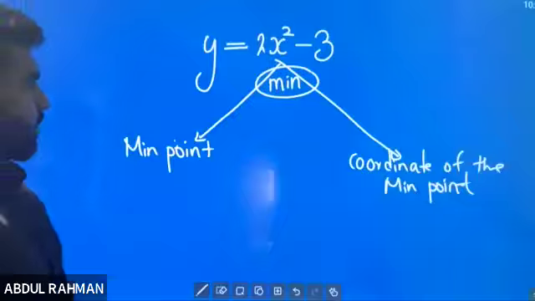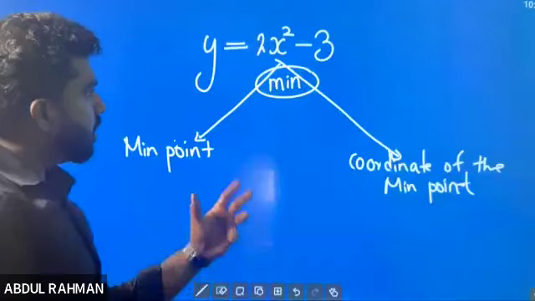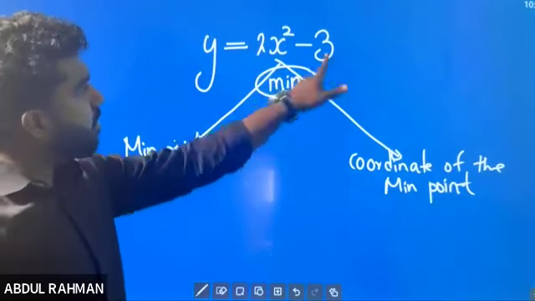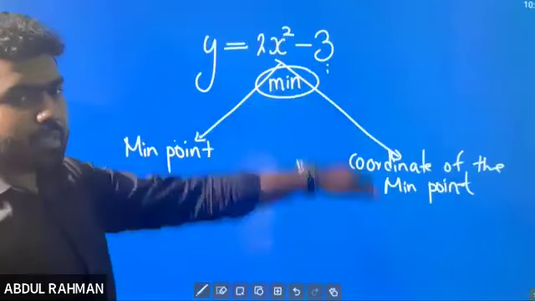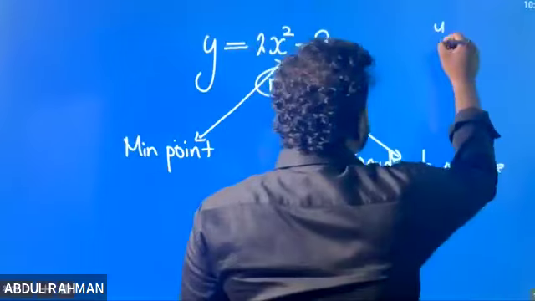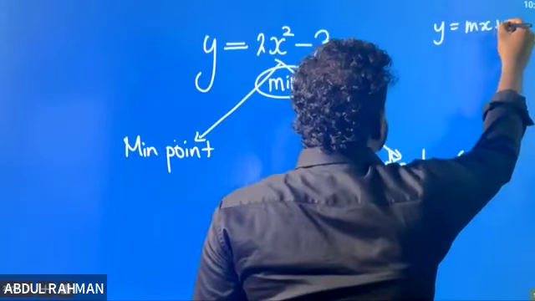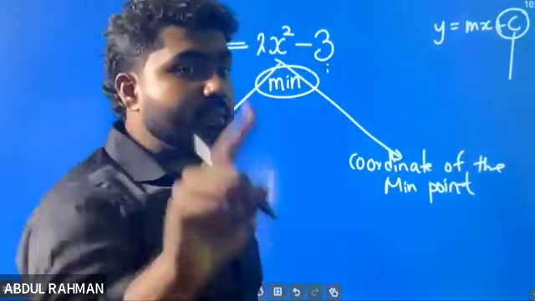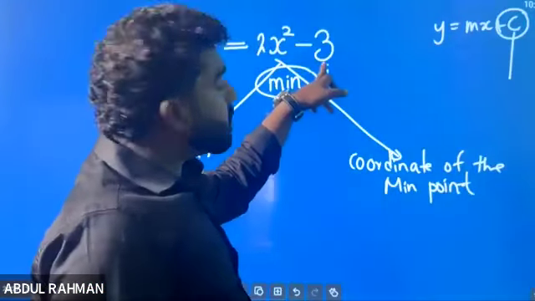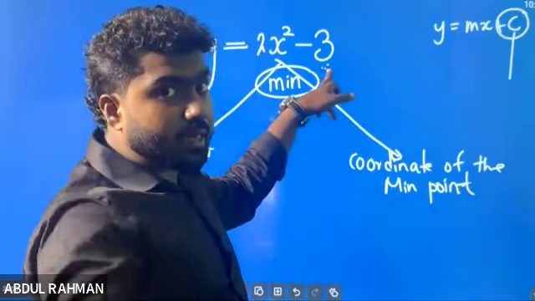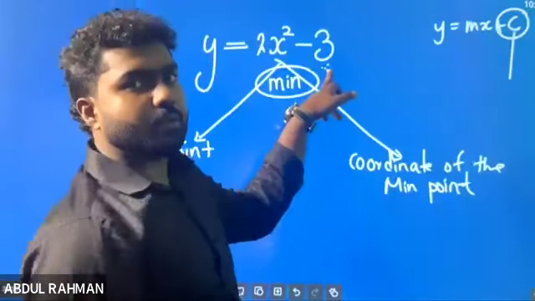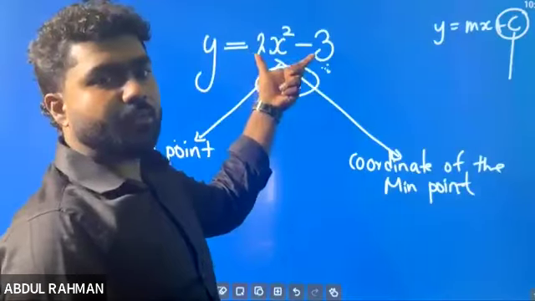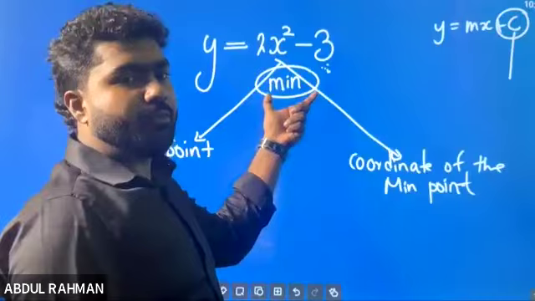This equation will have a constant value there. Like in the equation y equals mx plus c, this is the point where it cuts the y-axis. There is a constant term here, right? That should be your minimum value, or that should be your maximum value. According to this graph, this is a minimum graph.